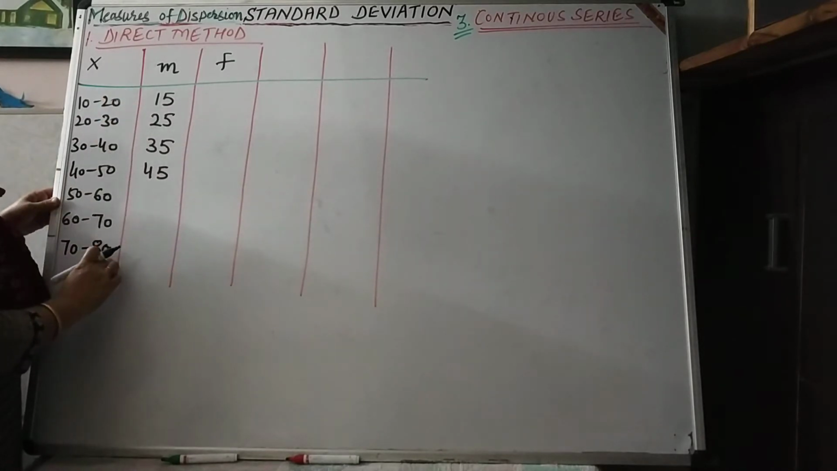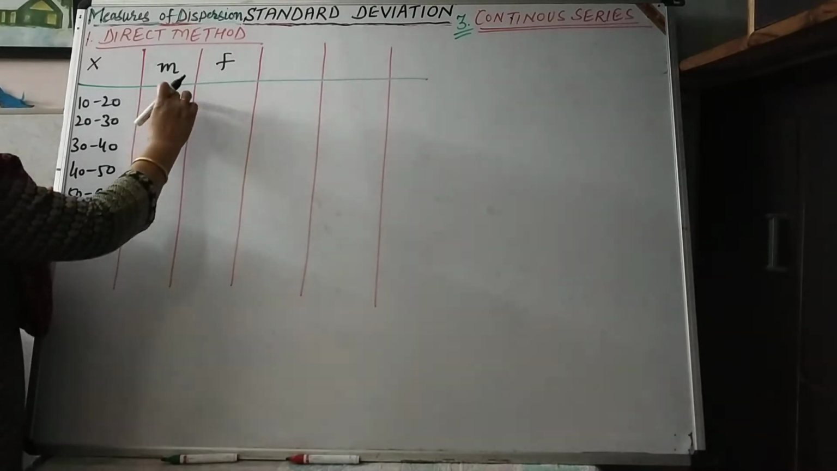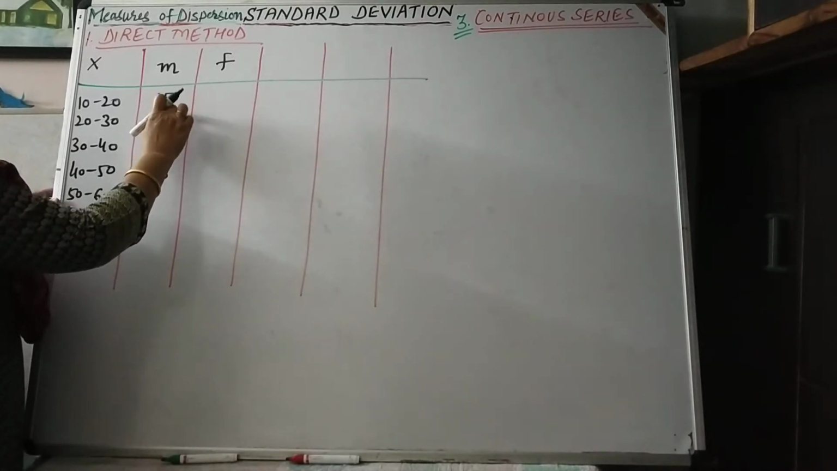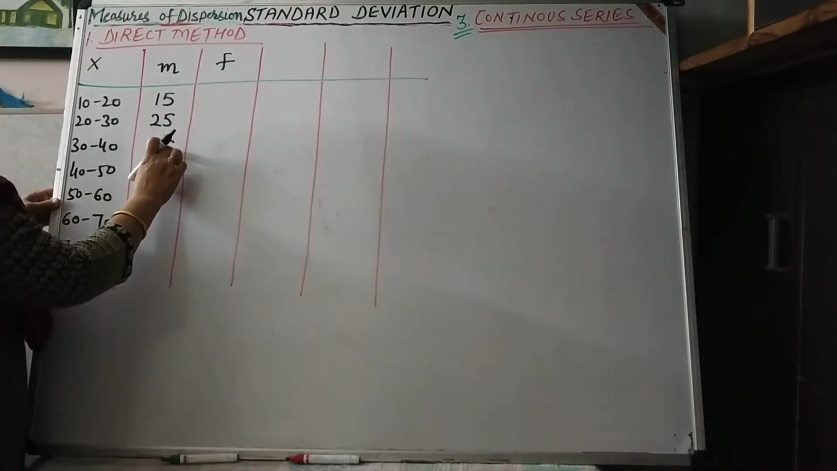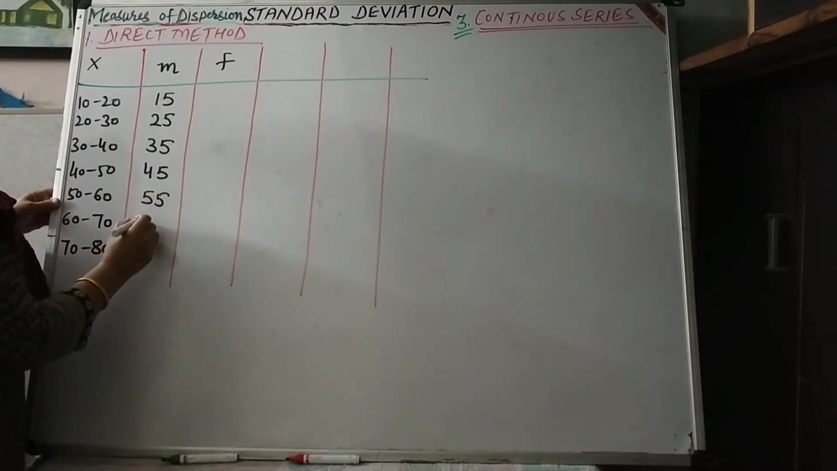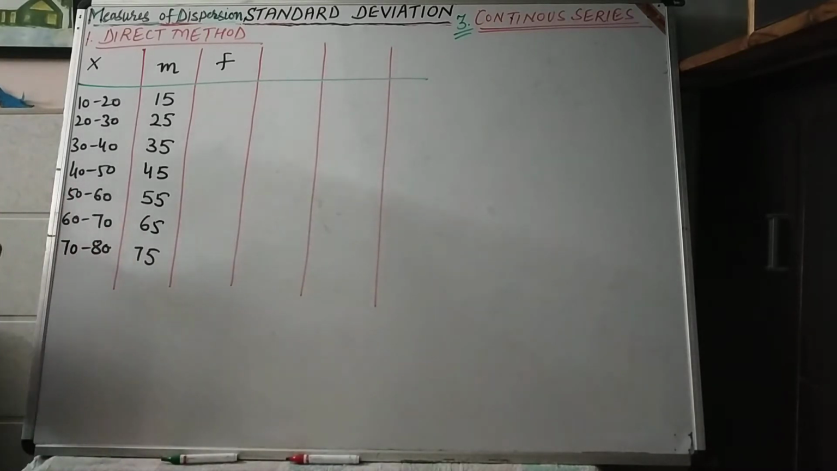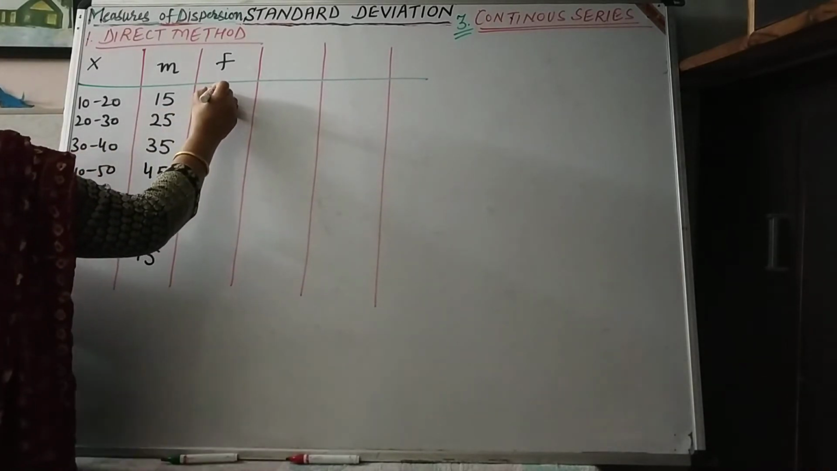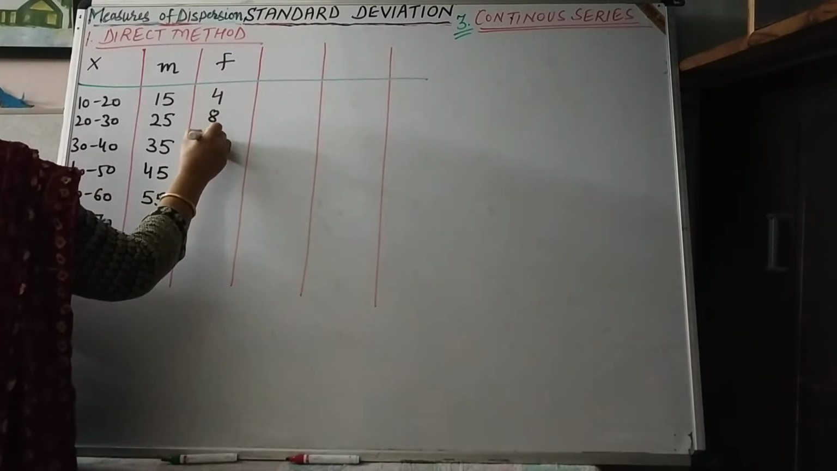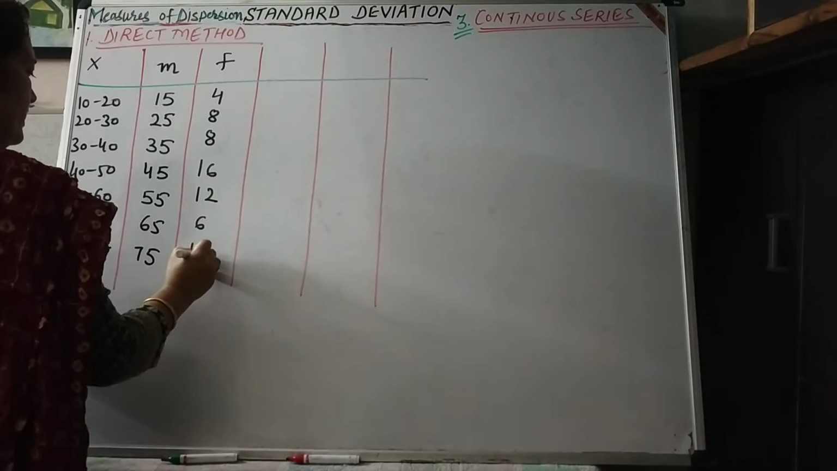Whenever we calculate first mid value 15, then we see how much class interval is given. Class interval is of 10, then 10 will be added to the first mid value. 15, 15 plus 10, 25 plus 10, 35 plus 10, 45, 45 plus 10, 55, 55 plus 10, 65 and last one is 75. And frequency is given, which is 4, 8, 8, 16, 12, 6 and last one is 4.